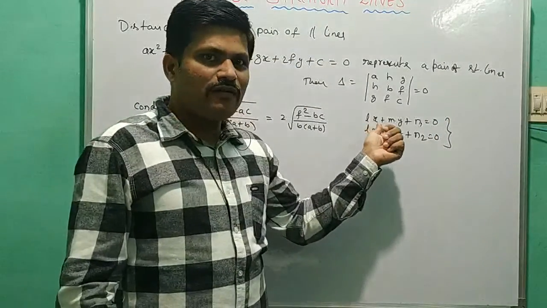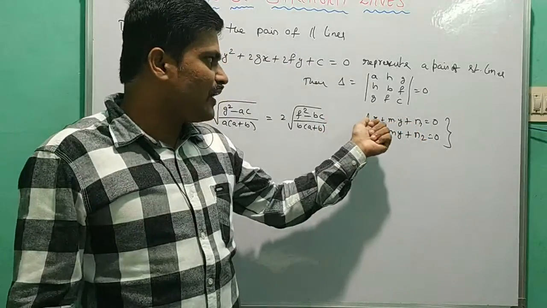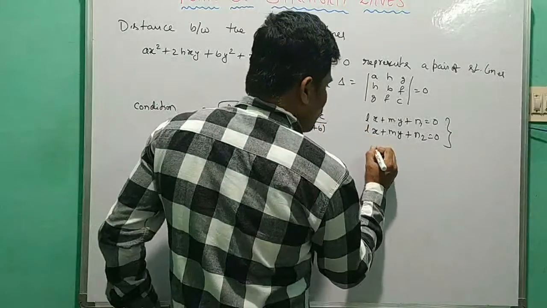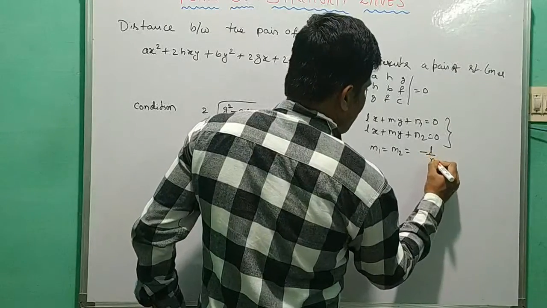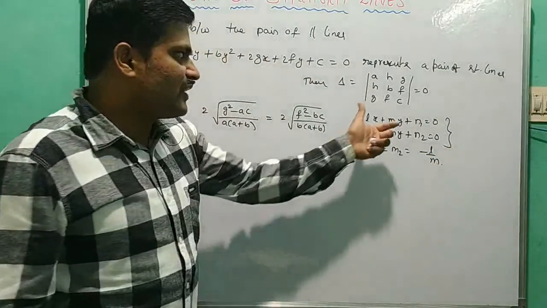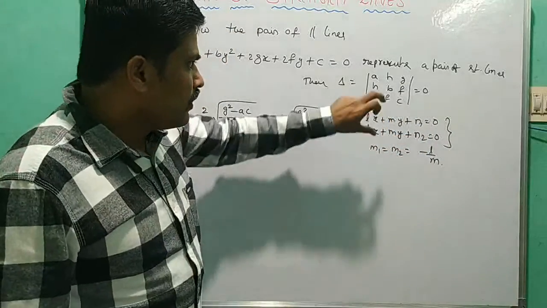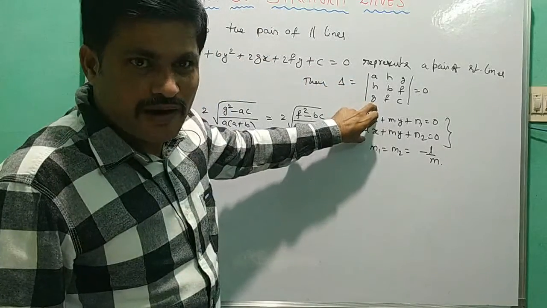Here we have to observe the coefficient of x and coefficient of y are same. That means slopes of these two lines are always equal. Now the slopes of these two lines m1 equal to m2 equals to minus L by M. Now this type of lines are called parallel lines. Here slopes are equal. Now this equation represents this type of equations, parallel lines.